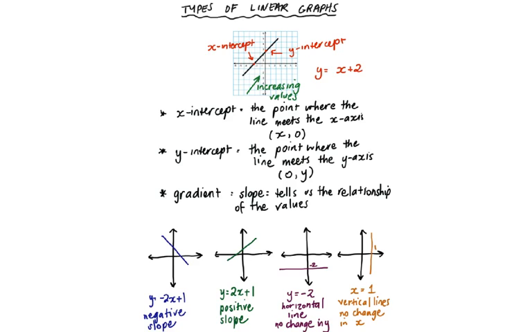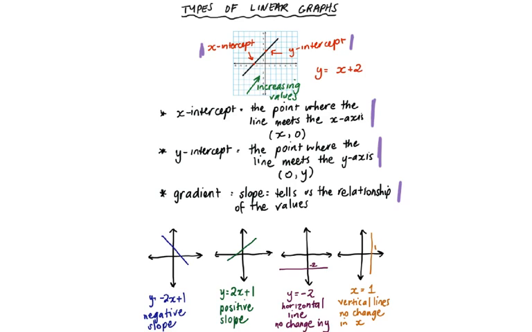Firstly, I want to look at the x-intercept. This is the point where the line meets the x-axis, and this is written as (x value, 0). Secondly, look at the y-intercept, and this is the point where the line meets the y-axis, and that's written as (0, y). And lastly, look at the gradient, which is also referred to as the slope, and this tells us the relationship of the values between x and y.